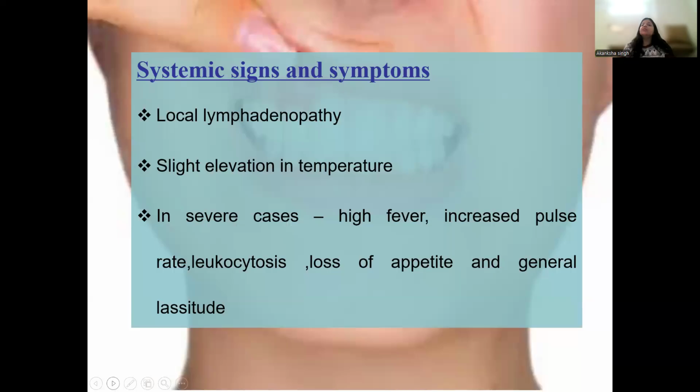Next, the systemic signs and symptoms: local lymphadenopathy, slight elevation in temperature, and in severe cases of acute necrotizing ulcerative gingivitis, you can also have high fever, increased pulse rate, leukocytosis, loss of appetite, and lassitude. Lassitude means tiredness.